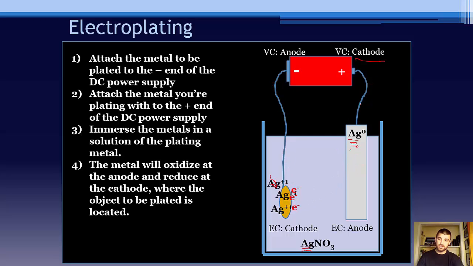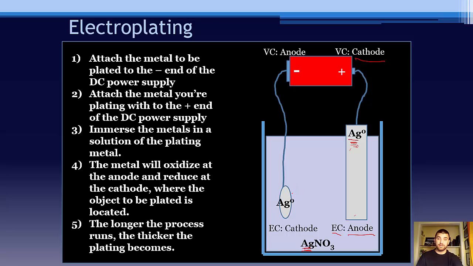Silver loses electrons at its anode, the electrolytic cell's anode. Goes to the cathode for the voltaic cell. Voltaic cell anode loses electrons and comes out onto the thing that you want coated. So now we got a bunch of negative charge here attracting the silver ions, which is going to reduce the silver ions as silver metal, which is going to bind to it. So the longer you run, the thicker coat of silver you would get.